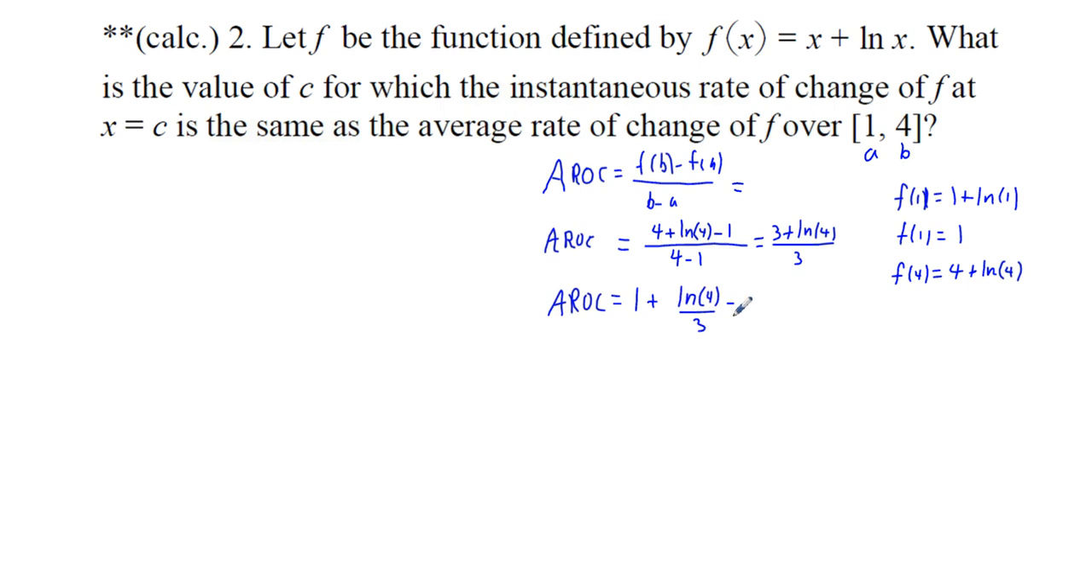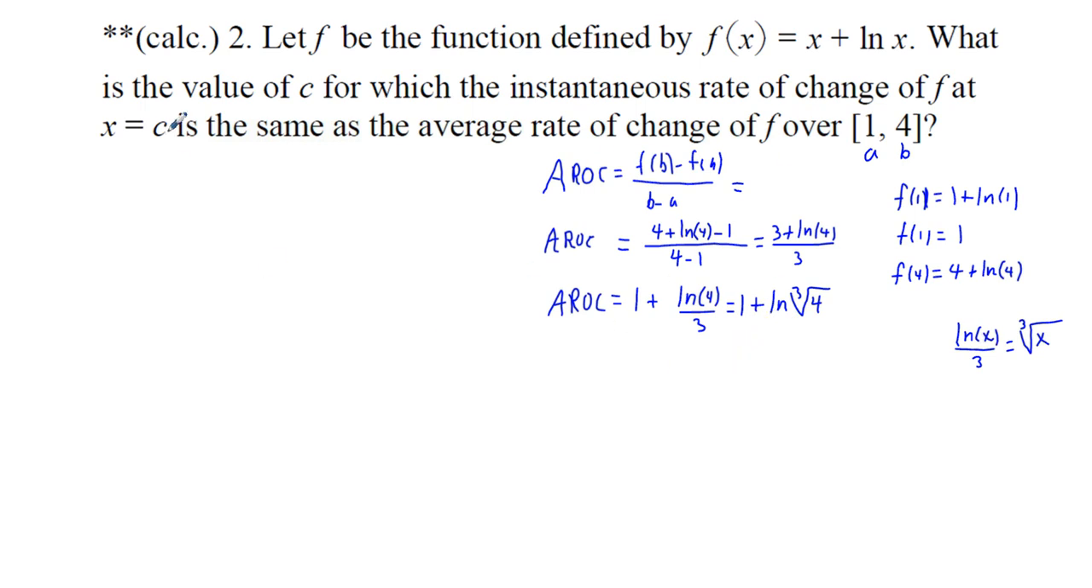And what we can do is further simplify. We have 1 plus, if we take 1/3, I'll just write this, 1/3 ln x is going to be equal to ln of the cube root of x. So using this principle, we're going to have a natural logarithm of the cube root of 4. So that's going to be what our average rate of change is.